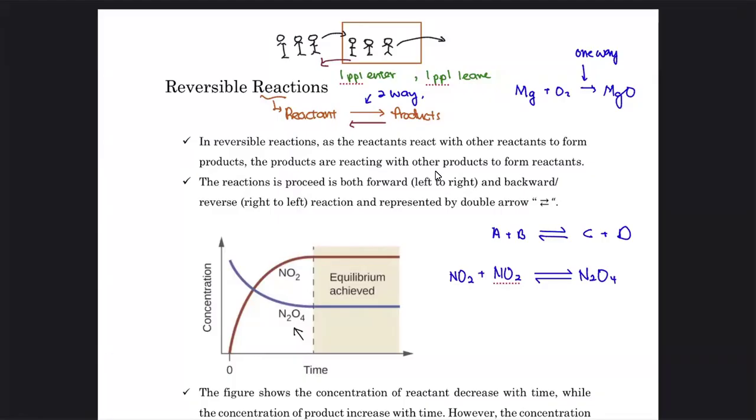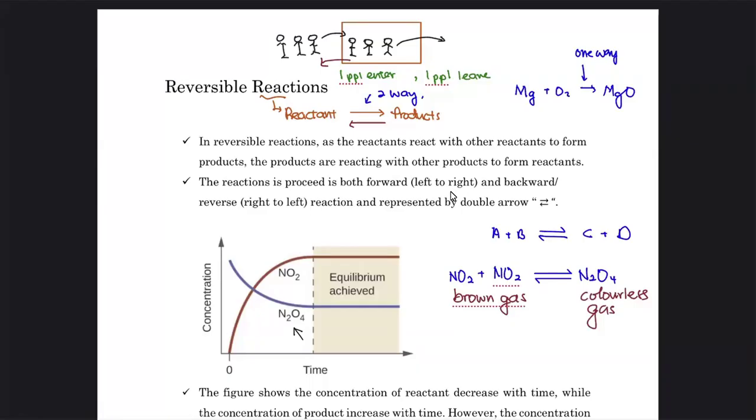So in reversible reactions, we use the example of NO₂ and N₂O₄, right? So why do we use this? Number one, this is a reversible reaction. And number two, NO₂, nitrogen dioxide, is a brown gas, and N₂O₄ is a colorless gas. So when the chemical components are changing, you can see the observable color change, right?